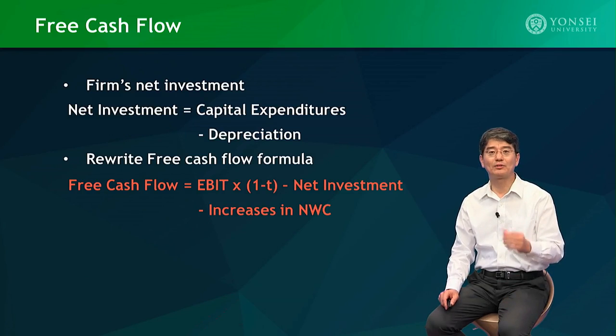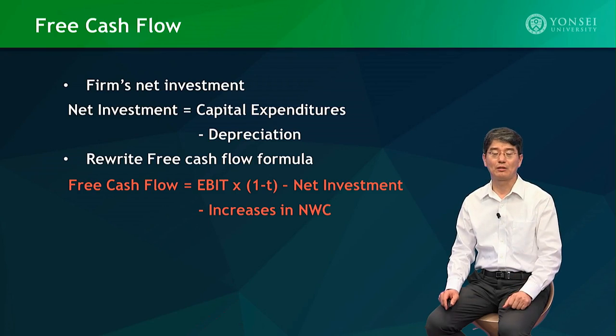We can define the firm's net investment as its capital expenditures in excess of depreciation. So net investment is equal to capital expenditures minus depreciation. With that definition, we can also write the free cash flow formula as EBIT times 1 minus T minus net investment minus increase in net working capital. We are going to use this formula to estimate free cash flow for a while. Since we haven't learned accounting terms in this free cash flow formula yet, the details of each accounting term will be discussed in the module for financial analysis.